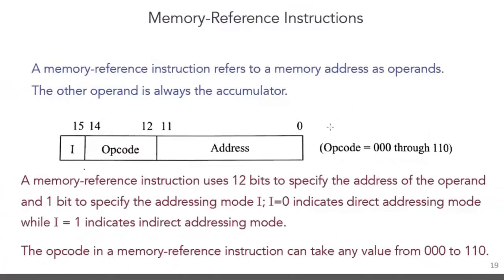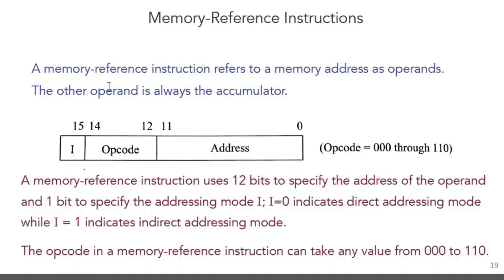Here in this diagram, you can see the memory reference instruction. A memory reference instruction refers to a memory address as operands. That means every time the instruction will go to the memory to find the operands. The other operand is always the accumulator. One operand is stored in the memory and the other operand is stored in the accumulator, not in the register, because these are not register reference instructions. These are the memory reference instructions.